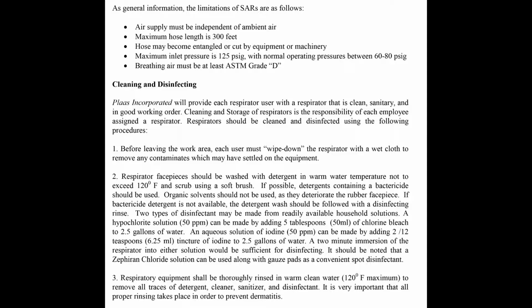Air supply must be independent of ambient air. Maximum hose length is 300 feet. Hose may become entangled or cut by equipment or machinery. Maximum inlet pressure is 125 psig with normal operating pressure between 60 and 80 psig. Breathing air must be at least ASTM grade D.